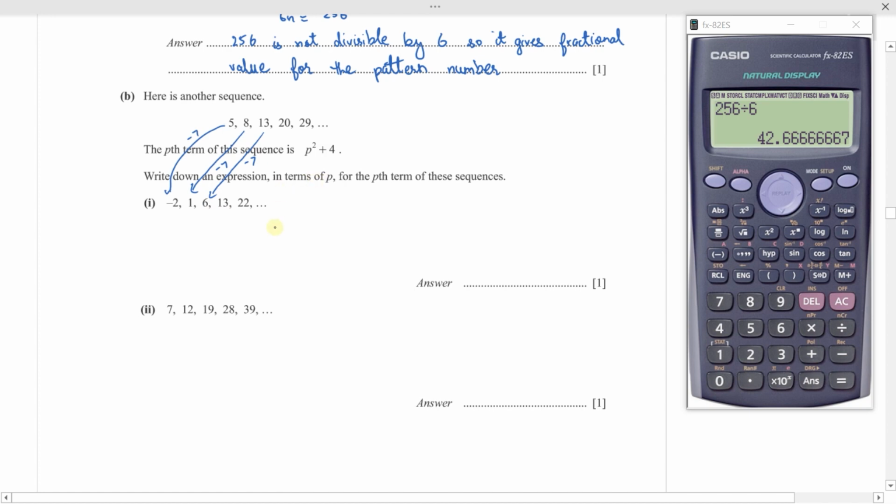So for the pth term, you have p square plus 4 here, and then you will just simply minus 7 to get the pth term for this sequence. So this will be p square minus 3.